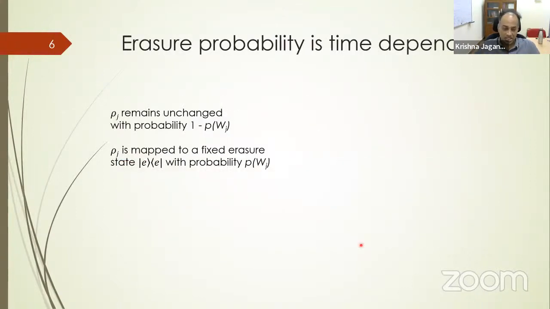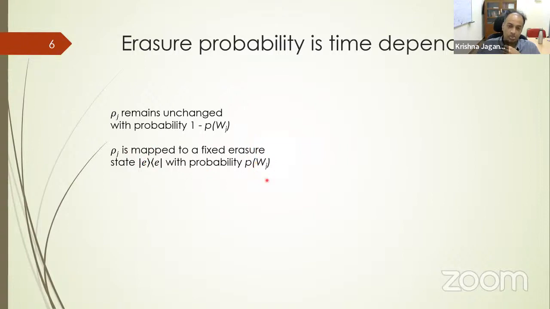Okay, so I'll speak mostly about erasures. I'll briefly mention other noises. So what's a quantum erasure? You take a quantum state rho j, it remains unchanged. It remains as rho j with probability 1 minus p. Why have I written 1 minus p of wj? I'm going to model this as a queue. I'm getting a little ahead of myself in notation. I'll tell you what this is. And rho j is mapped to a fixed erasure state E with probability p.